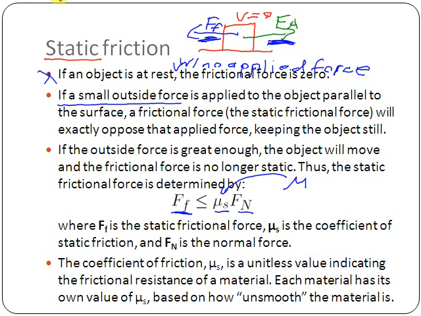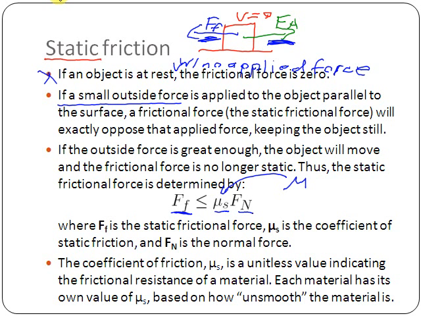If the applied force is less than mu s times Fn, then the frictional force will simply be what is needed to oppose it. And so, if I'm applying a 20 newton force on an object and the object doesn't move, and I'm applying that 20 newton force parallel to the surface, then the frictional force must also be 20 newtons.